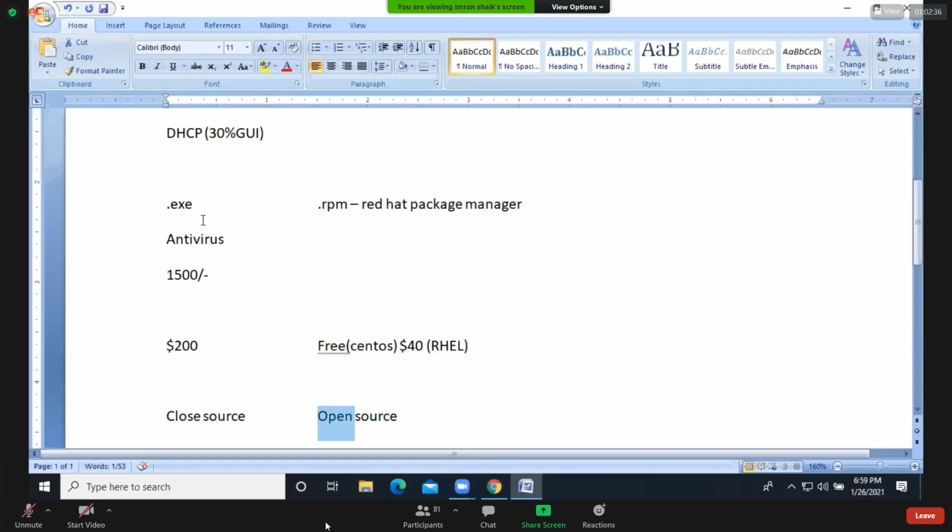Coming to Linux, it's open source. If you want, you can see the source code. There are no issues. You can download the source code from the internet. It's free of cost. No need to pay a single rupee. Clear? No need to pay a single rupee.